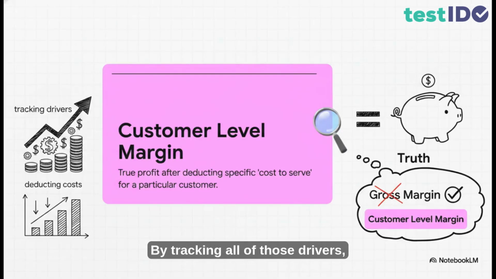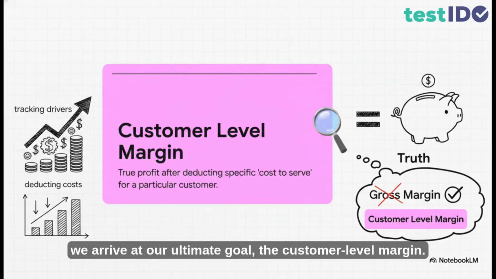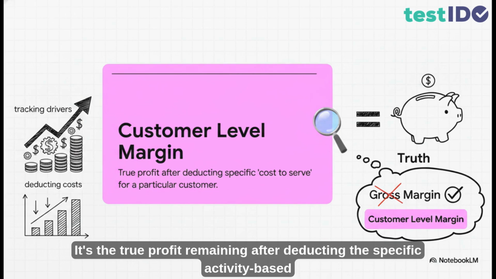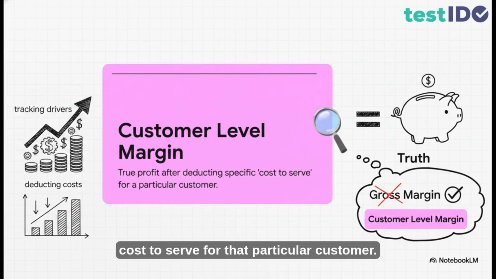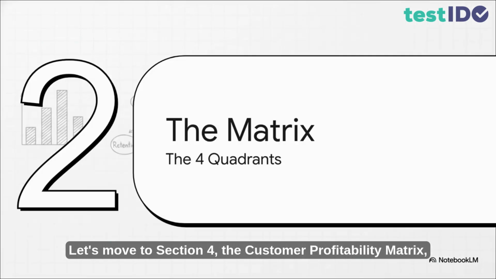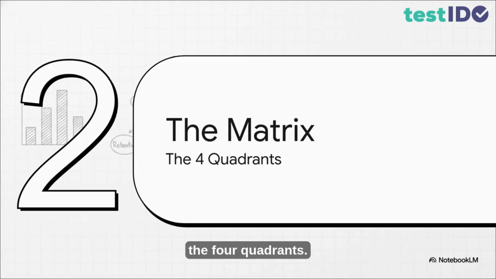By tracking all of those drivers, we arrive at our ultimate goal, the customer-level margin. This is a definition you absolutely need to know. It's the true profit remaining after deducting the specific activity-based cost to serve for that particular customer. This right here is the truth that gross margin hides from you. Let's move to Section 4, the customer profitability matrix, the 4 quadrants.